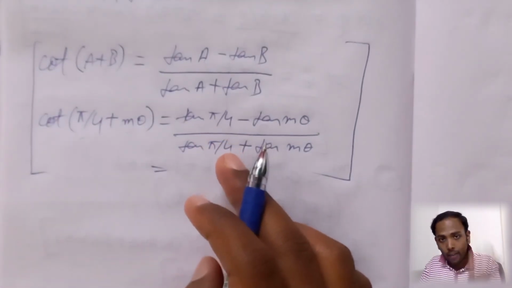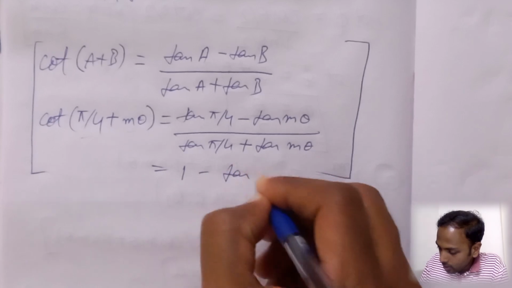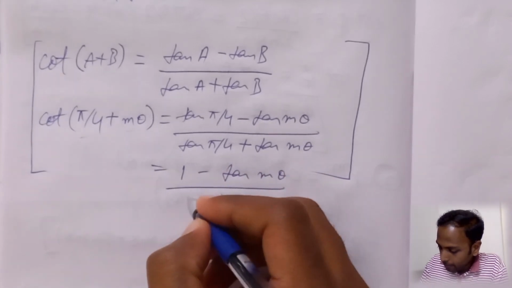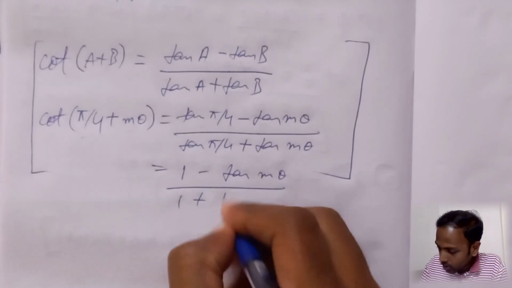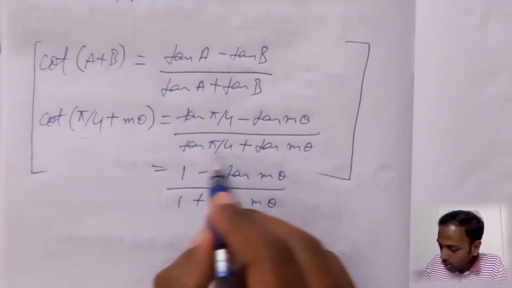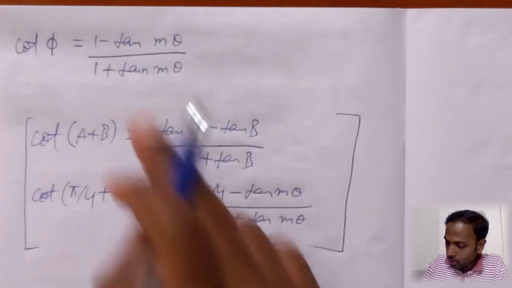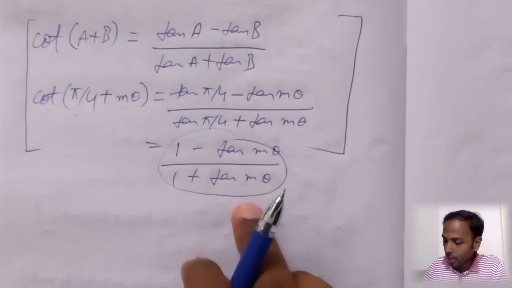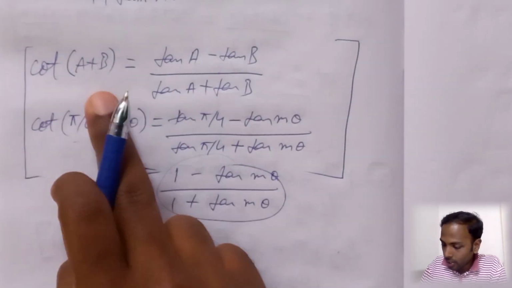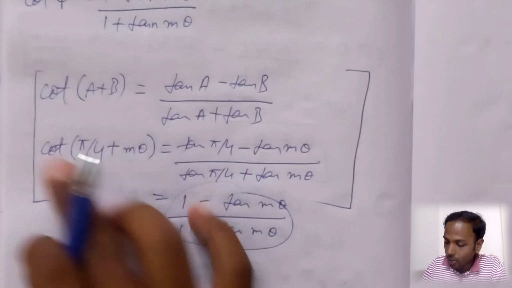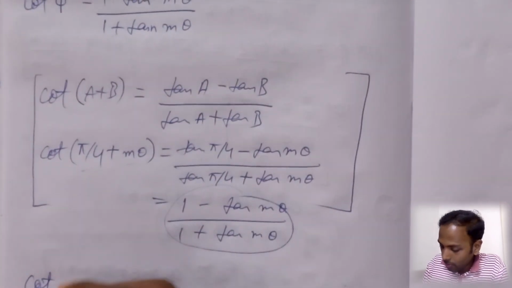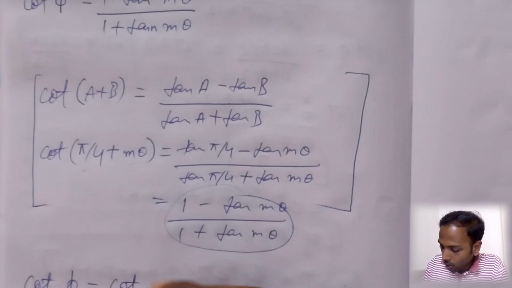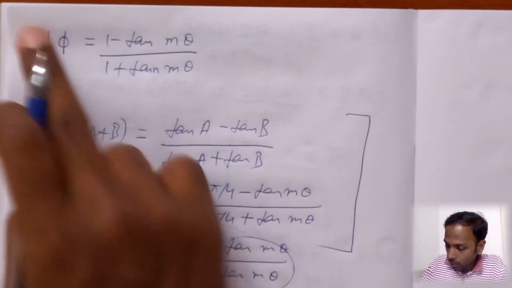Pi by 4 is 45, so tan 45 is 1. So 1 minus tan m theta over, again tan pi by 4 is 1, 1 plus tan m theta. Look at this and look at this. Isn't this the same? 1 minus tan m theta by 1 plus tan m theta. So can I say this is finally equal to this? So the final answer would be cot phi is equal to cot of pi by 4 plus m theta. Why? Because I proved that this is equal to this.